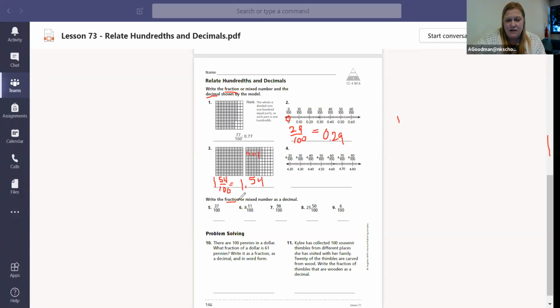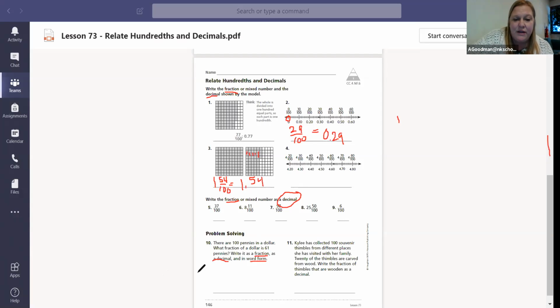Let's see, write the fraction or mixed number as a decimal. So you're only writing the decimal on the line. So make sure your whole number goes first, and then your dot, and then whatever's next after. So there are 100 pennies in a dollar. What fraction of the dollar is 61 pennies? So that's 61 out of 100. 61 hundredths, you're writing it as a fraction, as a decimal, and in word form.